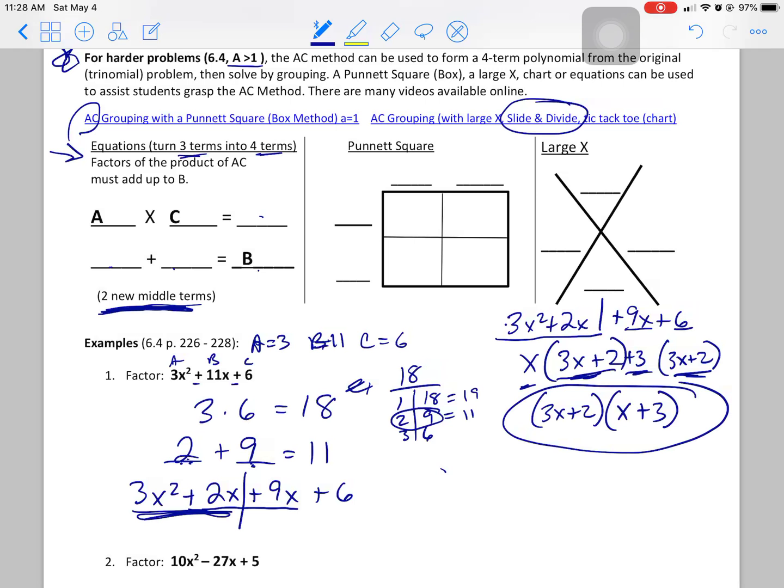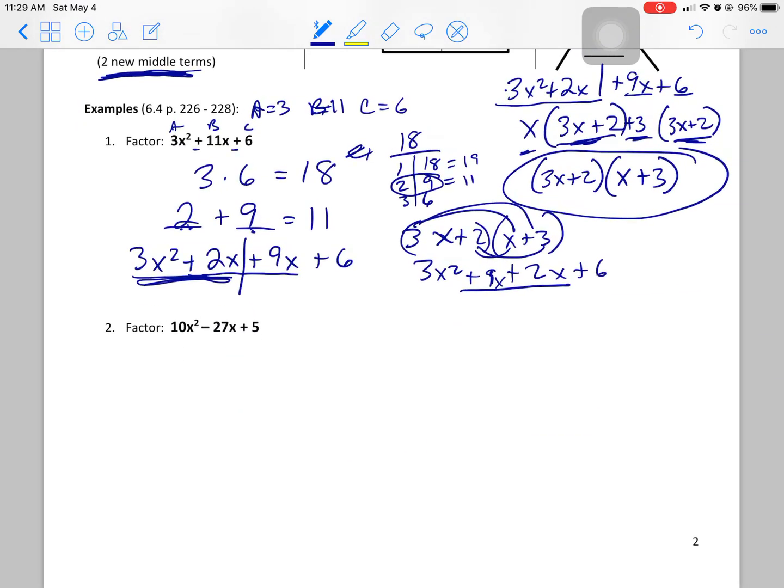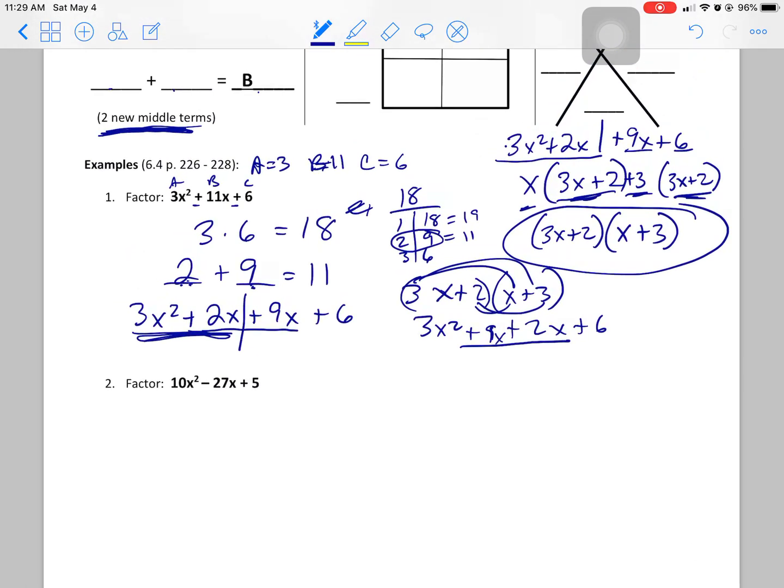If you want to, you can check that to make sure you didn't mess that up. This times this is what? 3x squared. This times this is plus 9. This times this is plus 2x. And then this times this is plus 6. So there's my 11x back. Yep, it's in a different order, but it doesn't matter as long as it adds up to 11x, and then I get my original problem from that. Okay? Let me do the rest of the next one so I can practice.